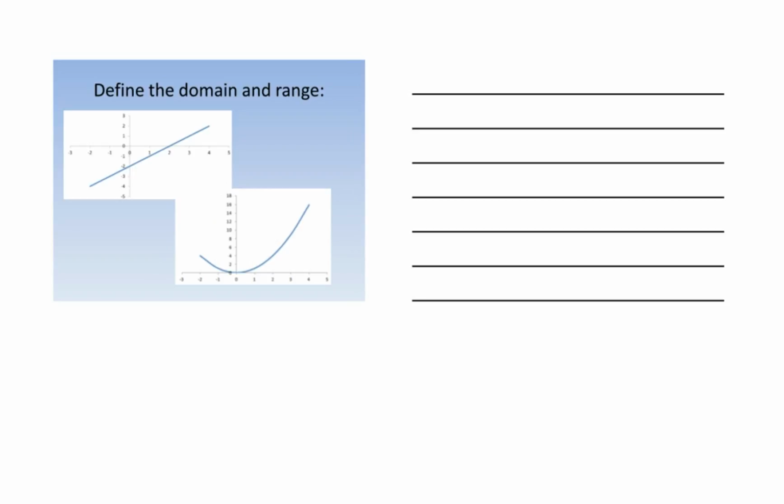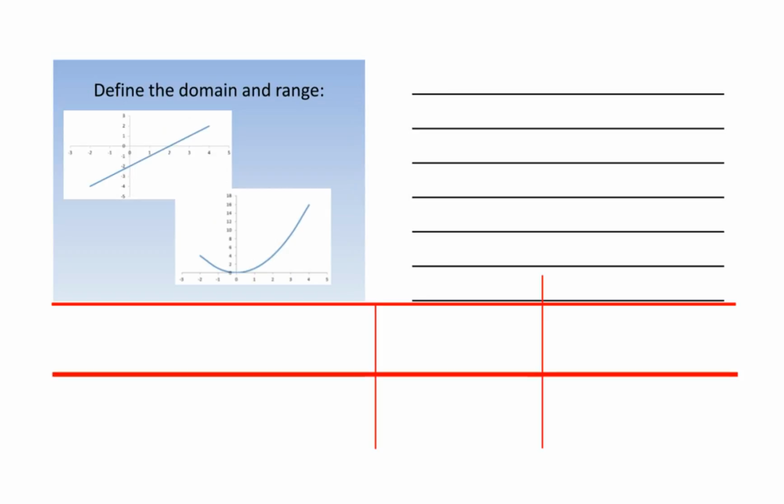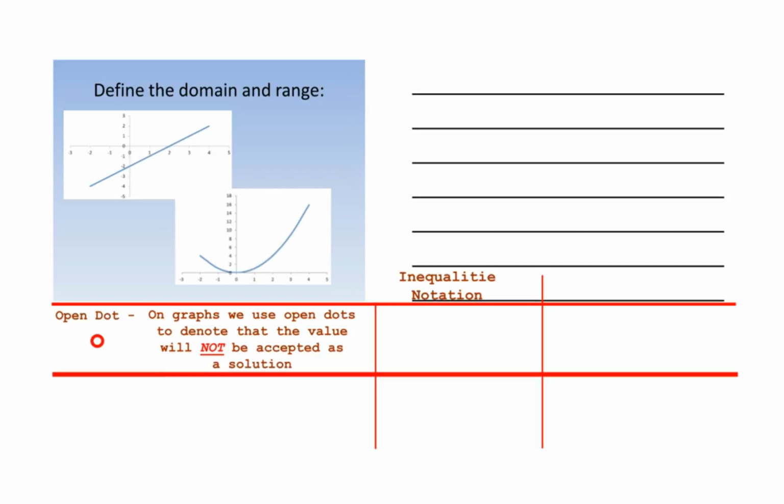Let's define the domain and the range. Do notice that in this case we have a couple of examples or graphs that we can try with this. And let's build a quick table first. And let's remember that on a graph we use open dots to denote that the value will not be accepted as a solution. So a value is not accepted if it's an open dot.